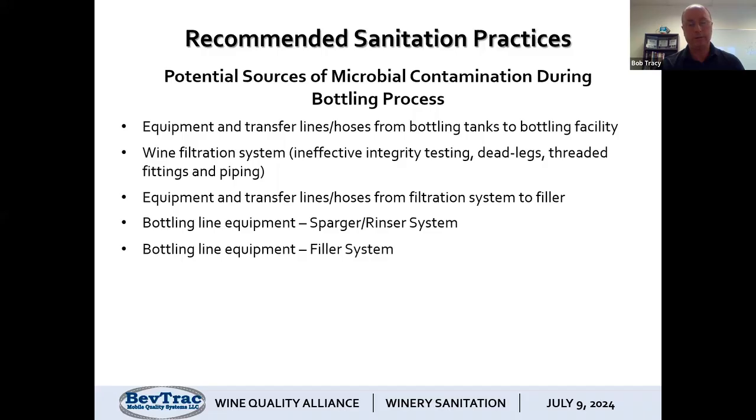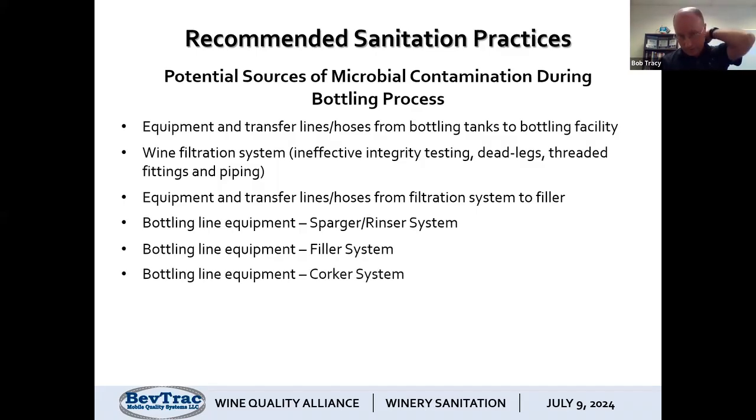The filler system. So the filler system, I found contamination on filler spouts. I found it in the filler vacuum system. I found it in the compressed air that goes to the filler. I found it in the nitrogen that goes to the filler. So there's a lot of areas on a bottling line in the filler system where you can potentially have a source of contamination.